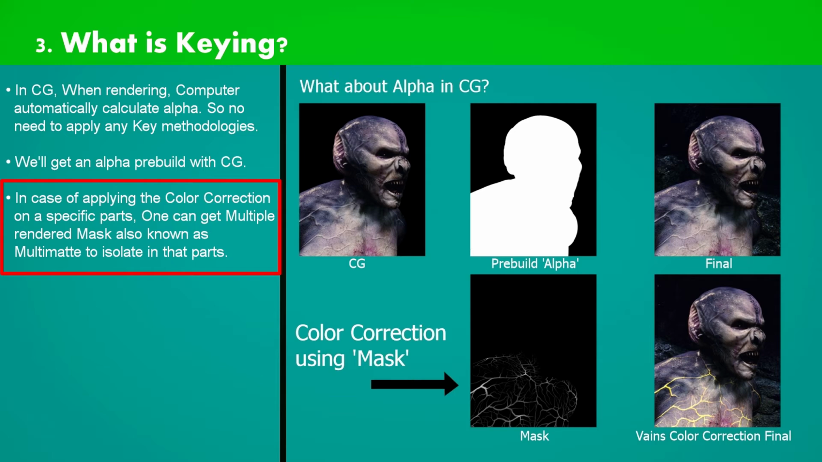Please note that in compositing, the term mask is widely used for color correction on a specific part, whether in CG or in the live action world, but their main work is the same. Key is also referred to as matte. It is also known as alpha, or sometimes it is referred to as mask. In case of CG, one can also get a bunch of masks referred to as multimatte, to add various treatments in the various parts. For example, this part of veins mask. Also, we can get another veins mask for the head section to add color on that part too.